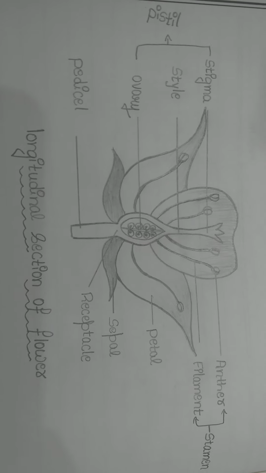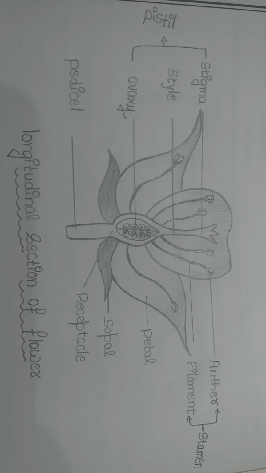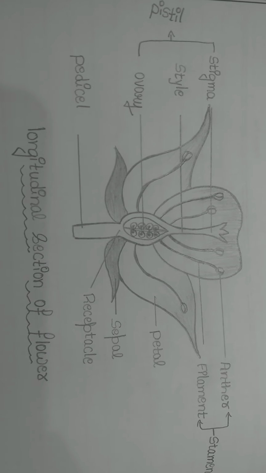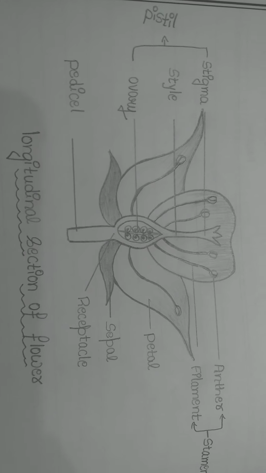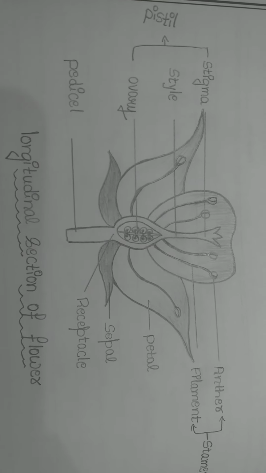This is the first diagram, that is longitudinal section of a flower. This carries 2 to 4 marks. Just draw it neatly and mention the parts.